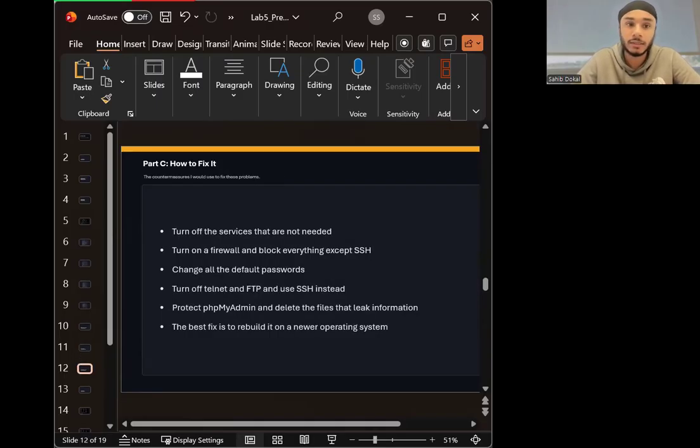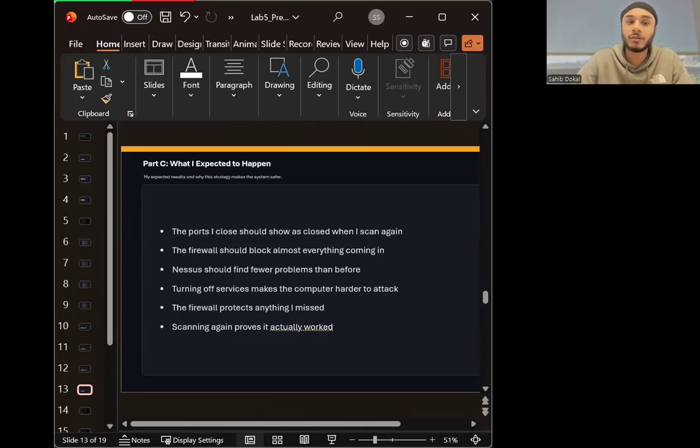So, recommended fixes to improve security. I recommend disabling unnecessary services, enabling a firewall, replacing all default passwords, using SSH instead of Telnet and FTP, protecting phpMyAdmin, and ideally rebuilding the machine using a modern supported operating system, and of course, not using a default password.